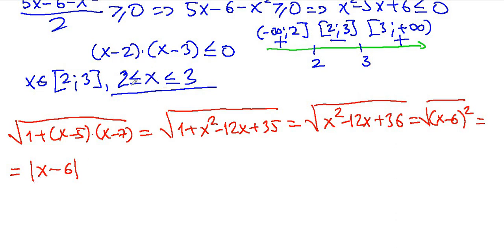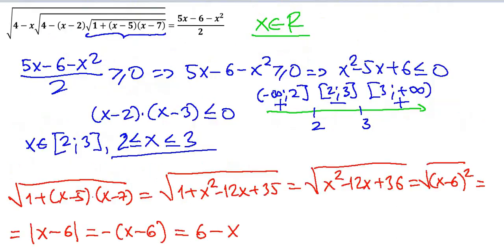As you can see, x lies between 2 and 3, and to open this bracket we have to check whether this is negative or positive. For instance, we can take from this interval 2.5, and if we substitute, we'll get negative numbers. So therefore, I have to multiply by minus. So then I'll get minus times (x minus 6), and opening this bracket, I'll get simply 6 minus x. And we can conclude that this radical is equal to 6 minus x.